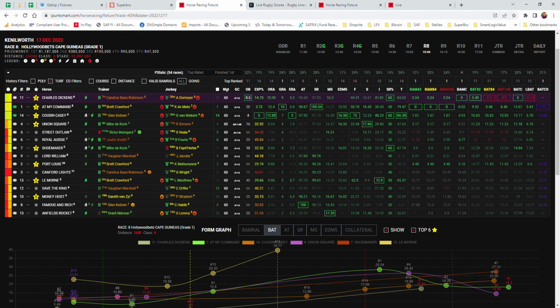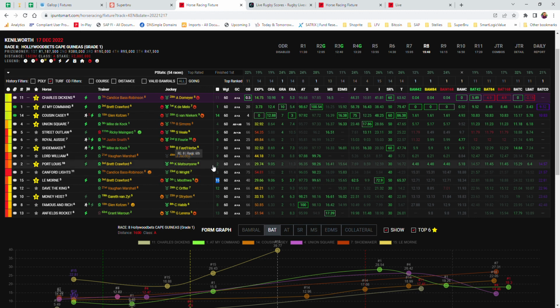I'd even look at something like Interesting with the red flames here and the green flash. Only had 4 runs, so it could be much better. And it's the highest on intentions, 40-1 Le Morne, but got a bad draw to get past here. Yeah, At My Command, Cousin Casey, Shoemaker, Le Mans, Cadford Lights.